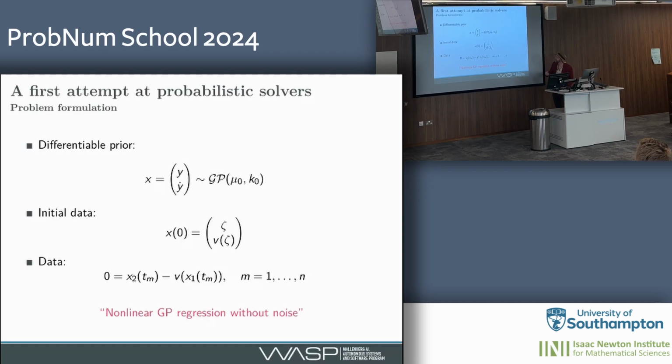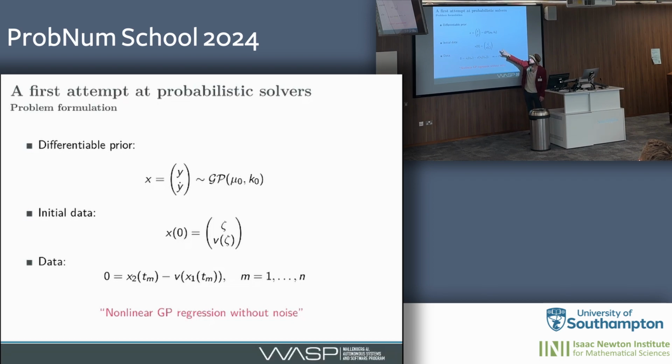And this is how we do it. So what I write down here is, we have a differential prior over the solution y, but we also need its derivative, because our data is derivatives. So let's just say we have a GP over y and its derivative. And then we have some initial data.